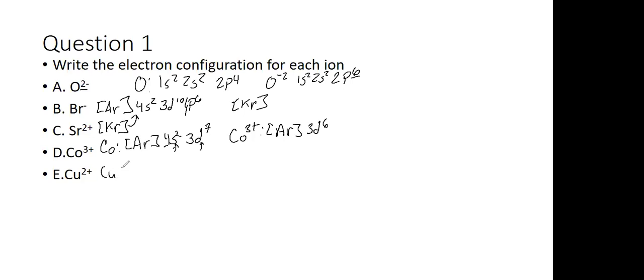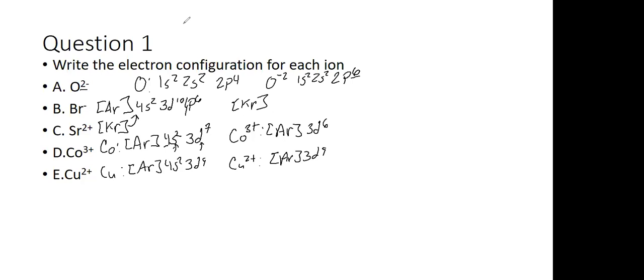So copper, I'm going to rewrite it just so we can all see what's going on. Copper neutral is argon, 4s2, 3d9. So copper 2+, when I lose 2 electrons, is going to be argon, 3d9. Right, so there are the electron configurations of our ions.